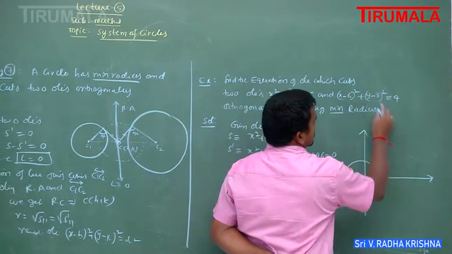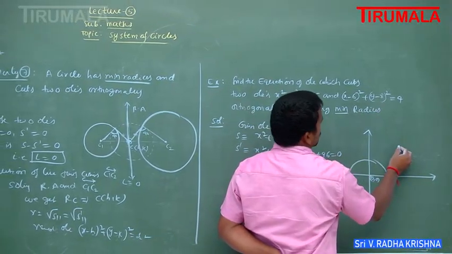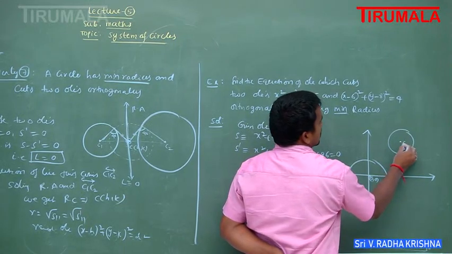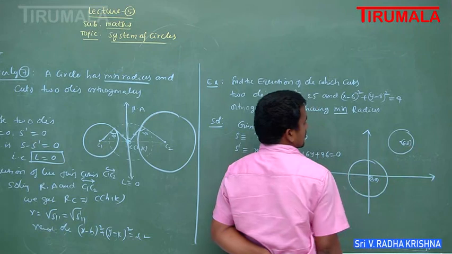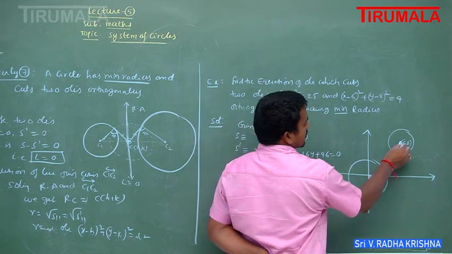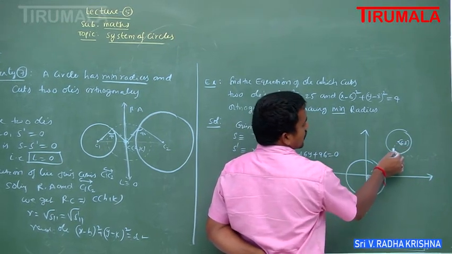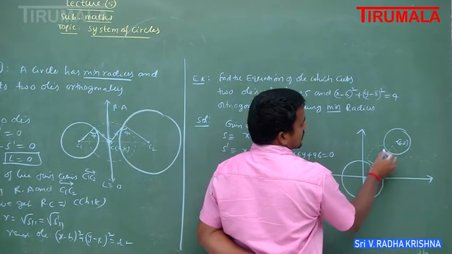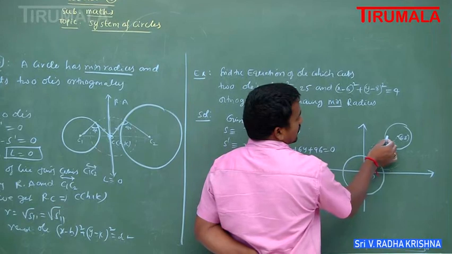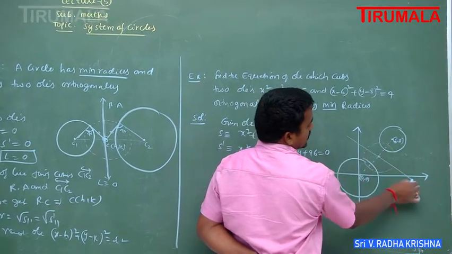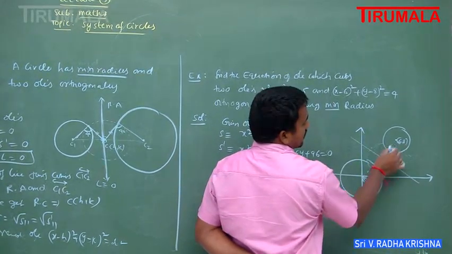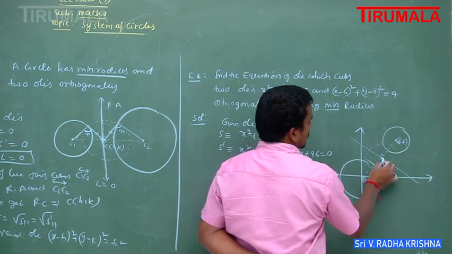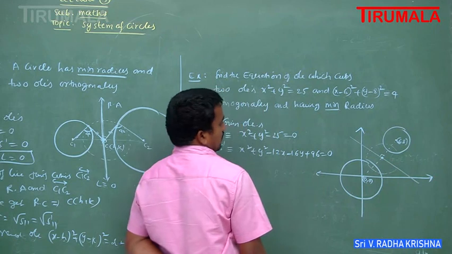Next one is (6, 8), with radius 2. Here the radius is 5, and this is a small circle; (6, 8) is the center and the radius is 2. Find the equation of the circle which cuts the two circles orthogonally and has the minimum radius. This is the circle like this. So first, we find the radical axis of the two circles. The radical axis is perpendicular to the line joining the centers. Find the equation of the line joining the centers. Solving, we get the center of the circle.